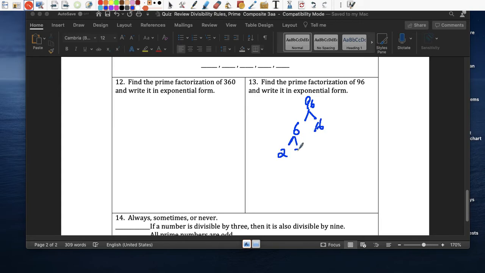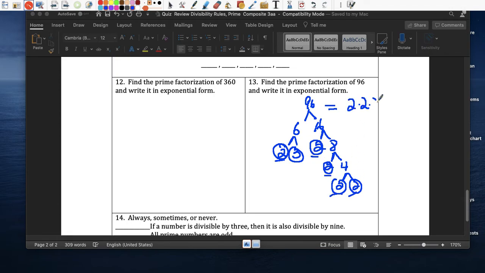6 is 2 and 3. Prime numbers, circle. Prime numbers, circle. 16 is 2 and 8. 2 you circle. 8 is 2 and 4. 2 you circle. And 4 is 2 and 2. Circle, circle. So 96 has how many 2's? 1, 2, 3, 4, 5. So that's 2 times 2 times 2 times 2 times 2, and then times 3. If you put that in your calculator, you get 96. And in exponential form, it's 2 to the 5th power times 3.